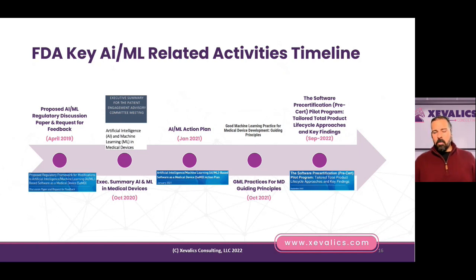This is from 2021. And very recently, just in September 2022, the agency published a software precertification pilot program, tailoring total product lifecycle approach and key findings. It's important to mention that even though this initiative is related to the pilot program, some of the key findings in this report may apply or give us an idea of the agency's position towards AI machine learning initiatives.